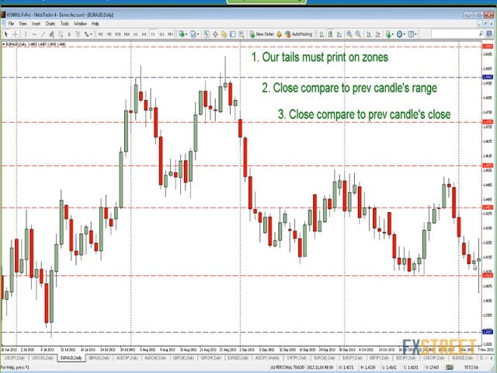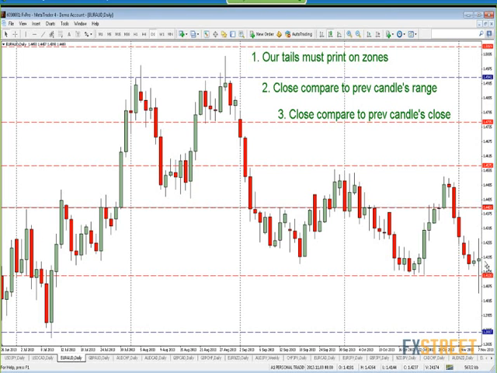So that's good. The close is inside of the previous candle. That means the close is not lower than the previous candle's low. It's actually higher than the previous candle's low, and the close is lower than the previous candle's high. So it settles really nicely inside of the previous candle's range, which means it's not too far outside of it. So I like this. This is good.